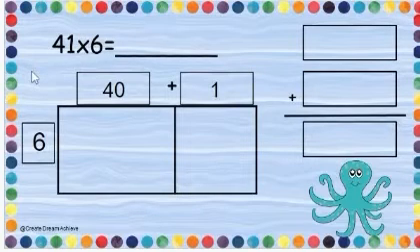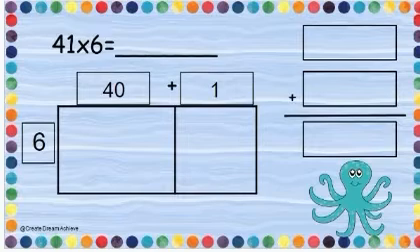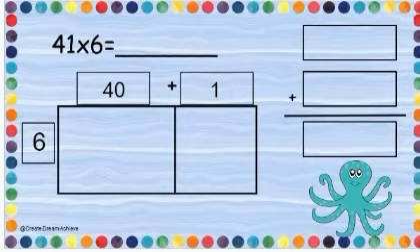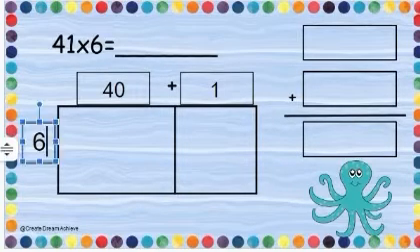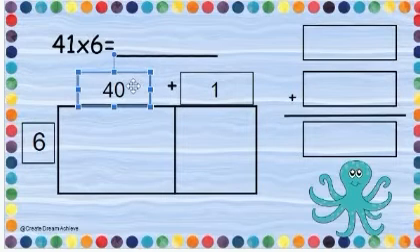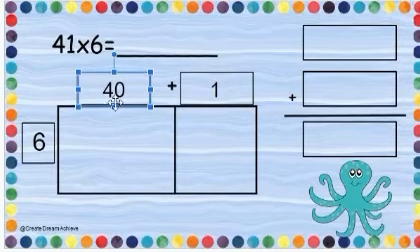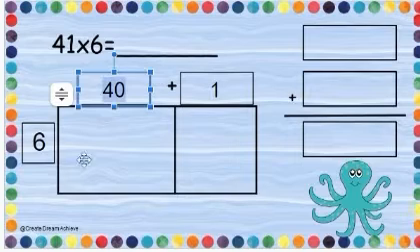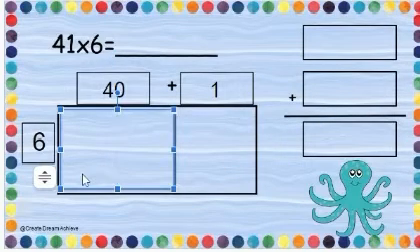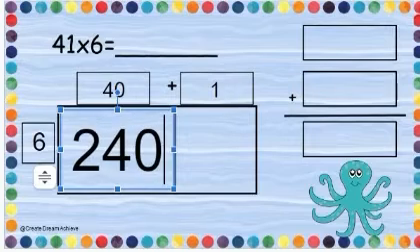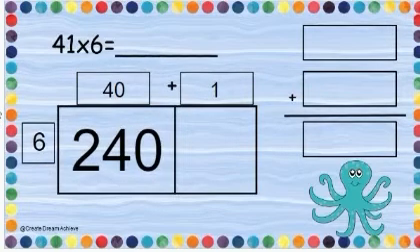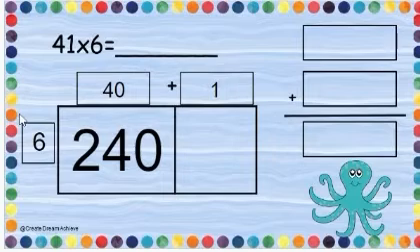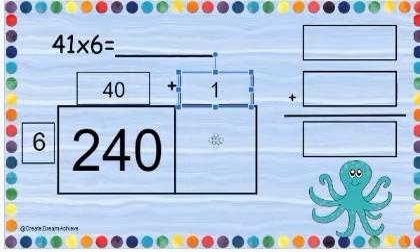Okay, great. So now that we have our numbers set up, we can begin to multiply. So if we look at our numbers, we have 6 times 40. Now, I know that 6 times 4 is 24, but since I am multiplying by 40, I have to add my 0. So it'd be 6 times 40 is 240. And now I'm going to do the same thing with my ones. So I have 6 times 1, which we know is 6.